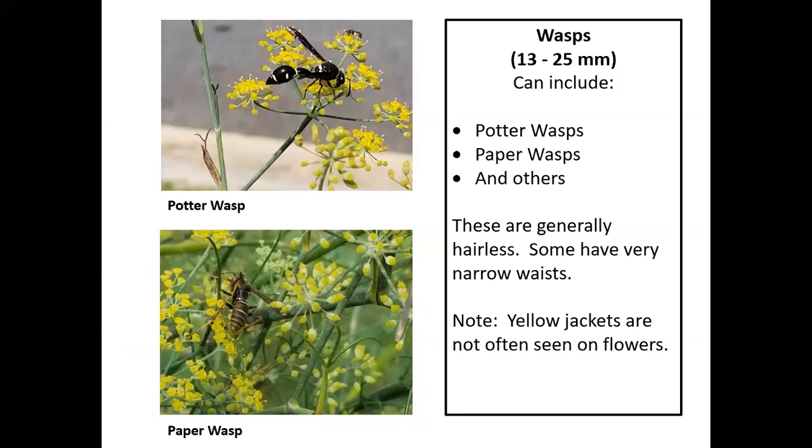So wasps, their identifying characteristics is that some of them have a very pinched waist, as you can see up here with the potter wasp. And they're very sleek. They don't have any hair on their bodies like the bees do. So it's a good way to differentiate them. And then she mentions yellow jackets as well in this presentation, but they're not often seen on flowers. They're not really a pollinator too often.